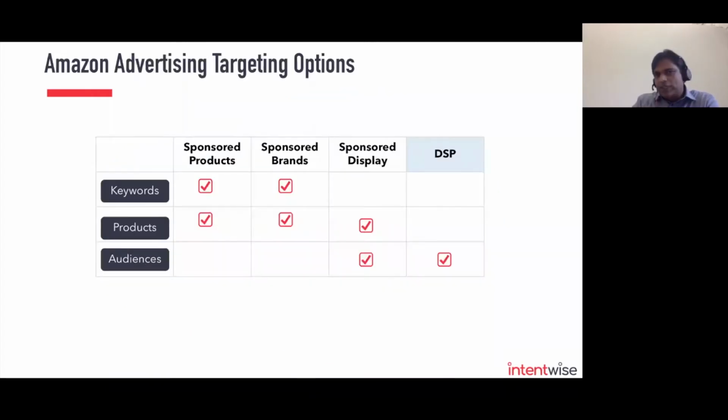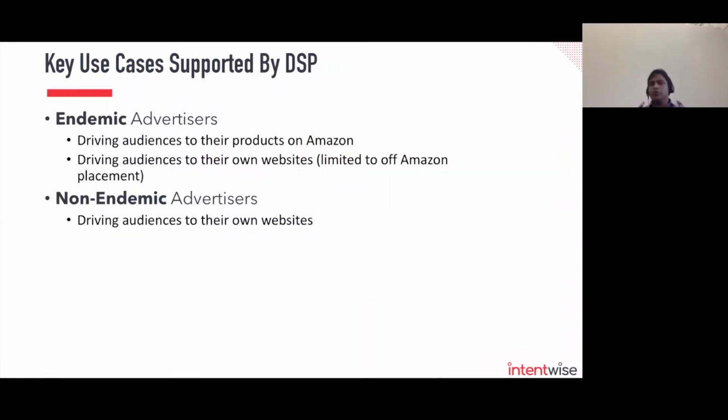Just a quick note on the different targeting options across Amazon ad platforms. Sponsored ads today lets you target keywords, products, and audiences in a limited way through sponsored display. DSP is all about audiences. It's important for me to touch on, at a broad level, the key use cases of DSP. And I would think about it in two different terms. One is endemic advertisers. So I would say these are companies selling stuff on Amazon. And the other is non-endemic advertisers.